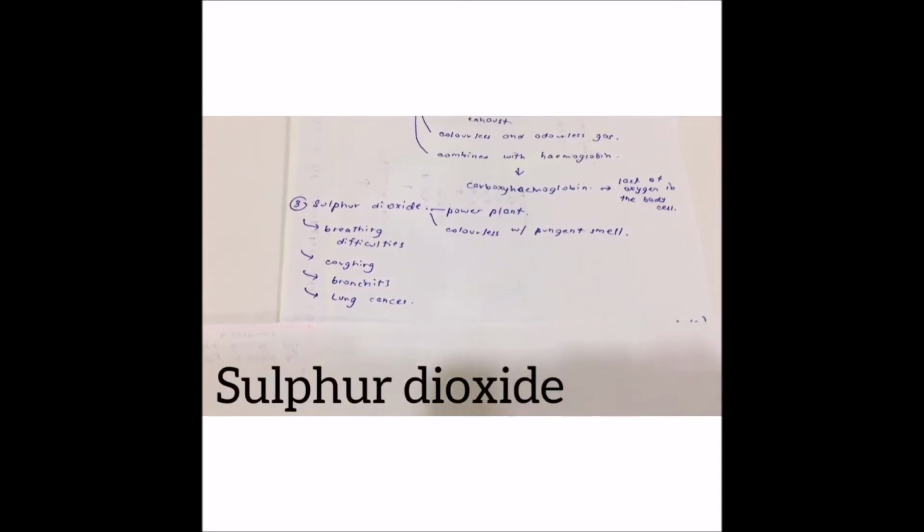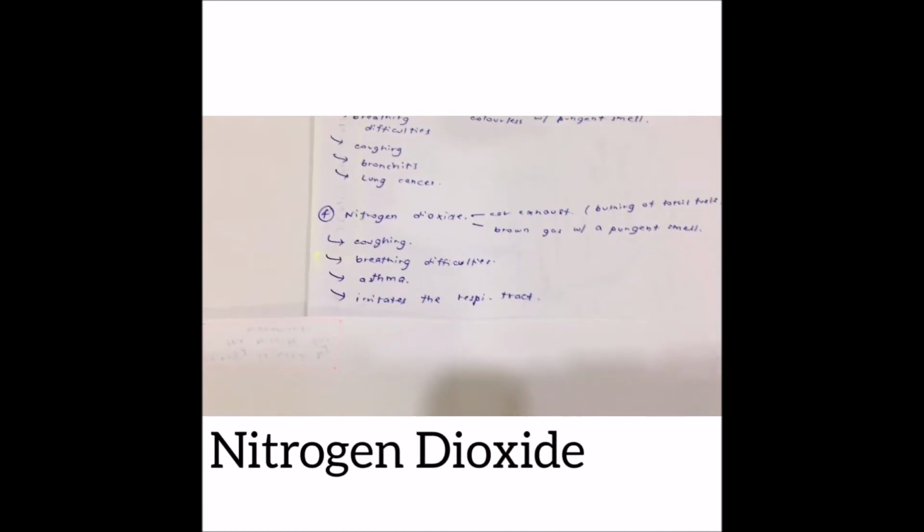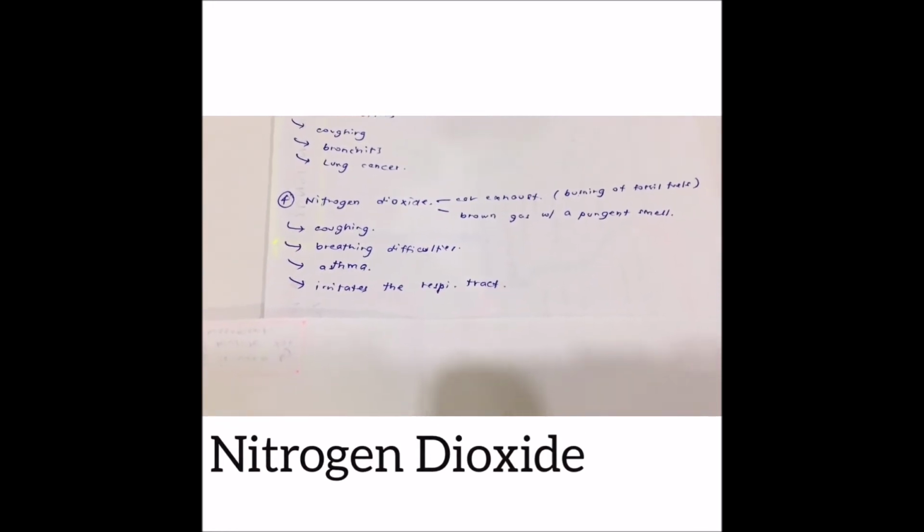Sulfur dioxide is a colorless gas with pungent smell. Sulfur dioxide causes coughing, breathing difficulties and bronchitis, and may also cause lung cancer. Nitrogen dioxide is a brown gas with pungent smell. It irritates the respiratory tract. It also causes coughing, breathing difficulties and asthma.